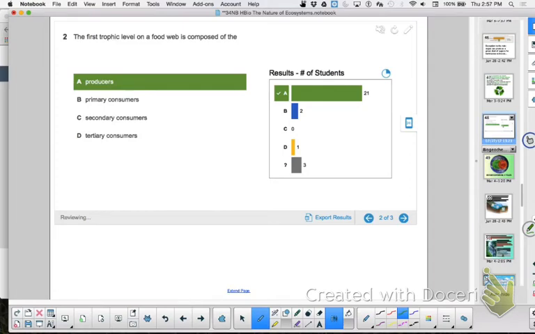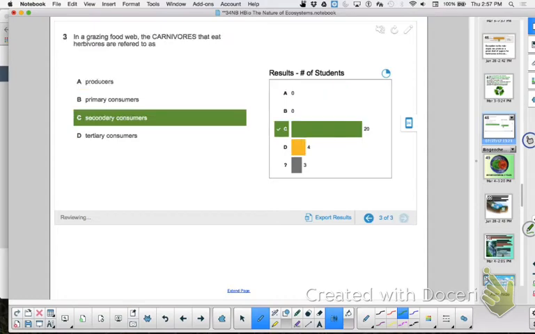The first trophic level on a food web is composed of what? Producers. Two of you said primary consumers. What's another name for a primary consumer? Herbivore. Okay? A heterotroph. The very bottom of every food web has your producers, right? If it's a grazing food web, or your decomposers if you're at a detrital food web. And then one of you said tertiary consumers. What's a tertiary consumer? Carnivore. That's eating other, yeah.